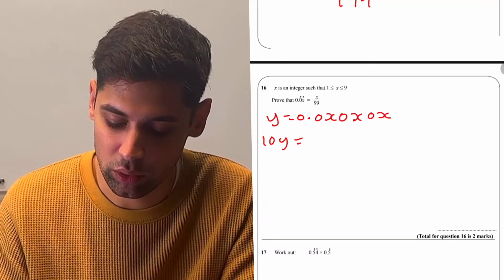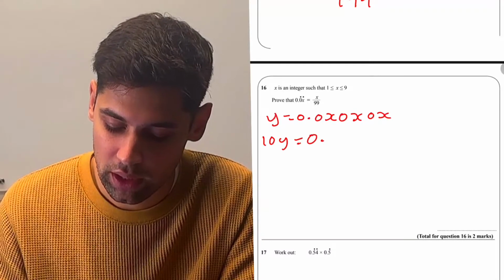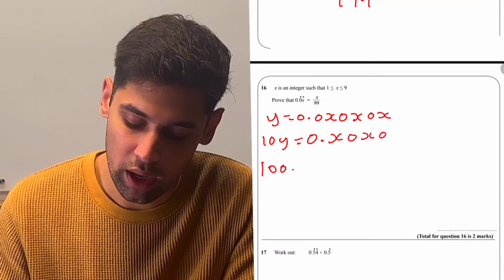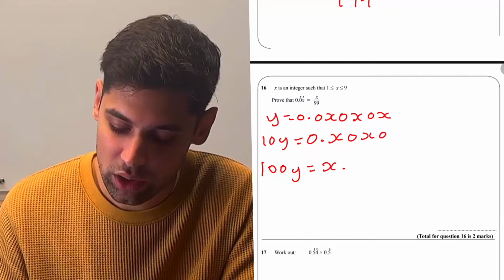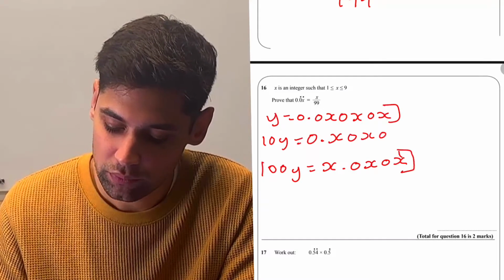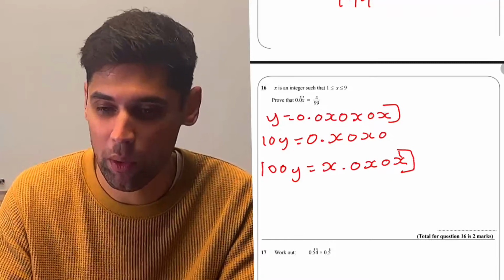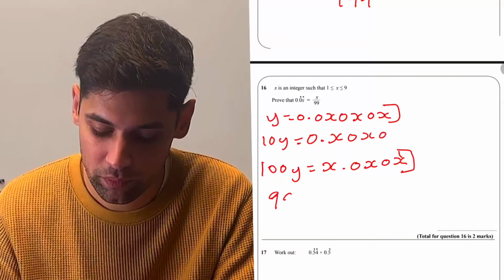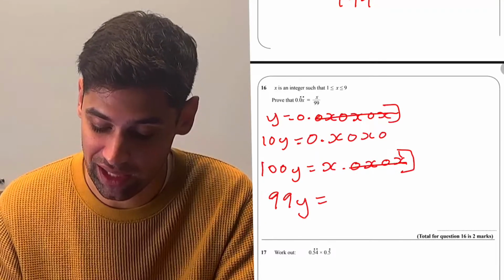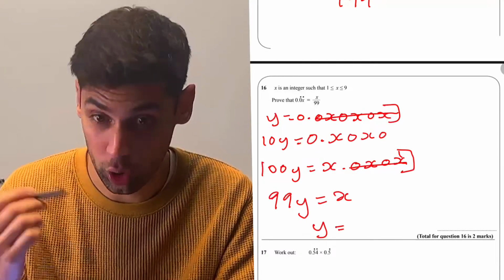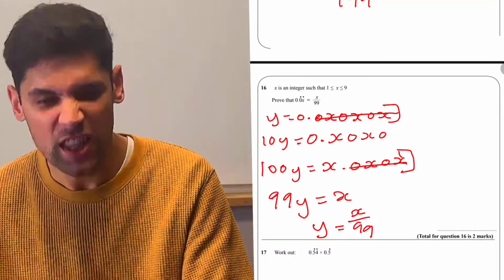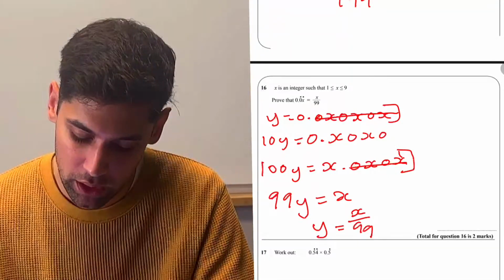10y equals 0.x0x0. Then 100y equals x.0x0x. And now these two are the same, so we're going to minus them from each other. 100y take away y is 99y, of course. And then everything after the decimal point cancels out, leaving us with just x take away 0, which is x. Therefore, y, our original number, as we labeled it, is x over 99. Love this. This is so good.